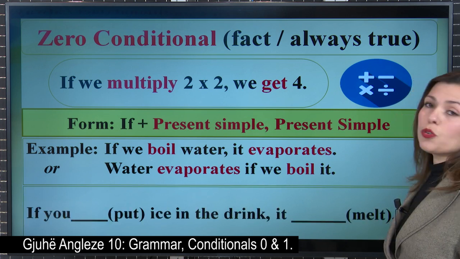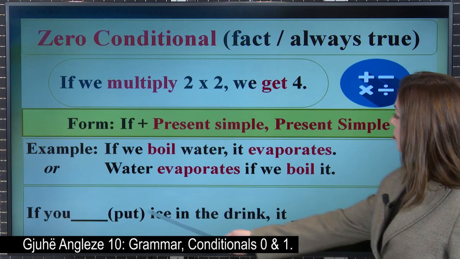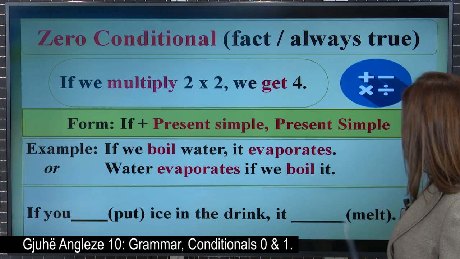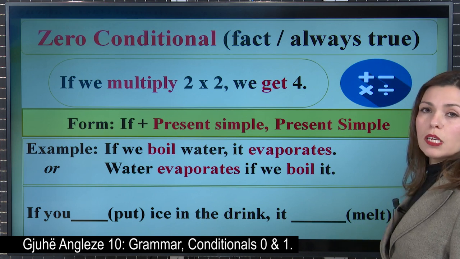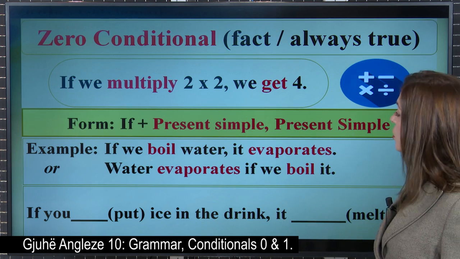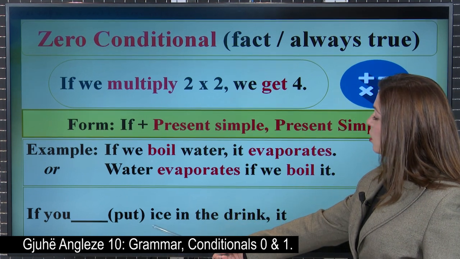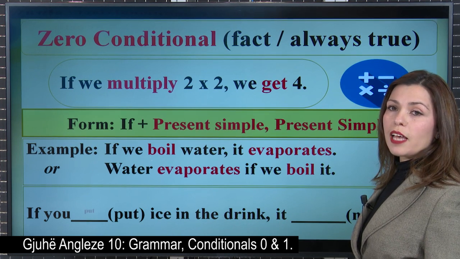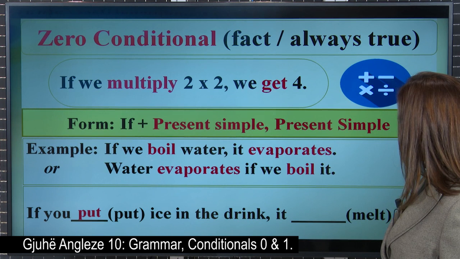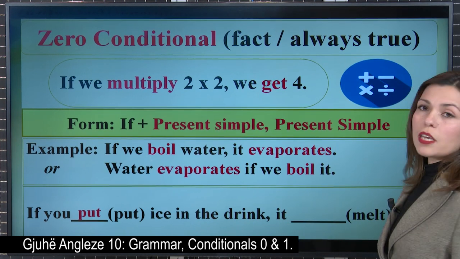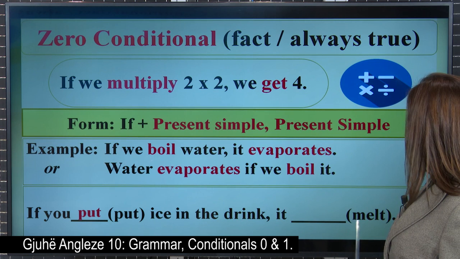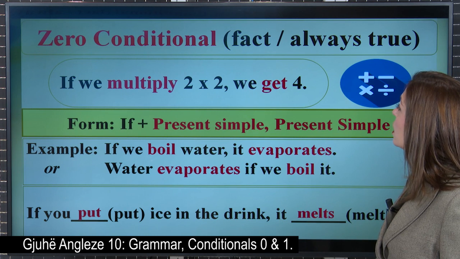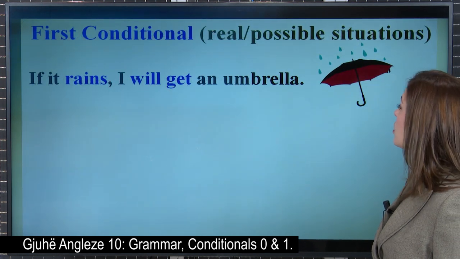Let's practice an example together. If you, the verb is put, ice in the drink, it, and the verb that you need is melt. So, what did we say? If plus, we need the present simple. So, if you, yes, exactly. If you put ice in the drink, it, the second part of the sentence, it melts. Very good. All right. Let's continue with the first conditional.